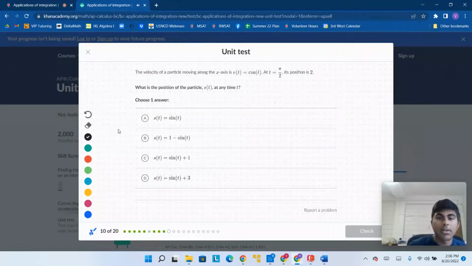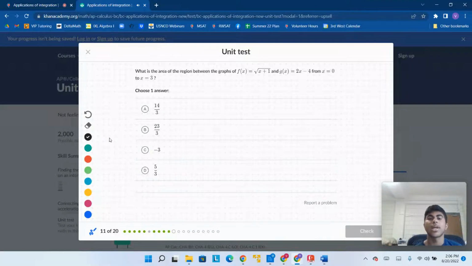The velocity of a particle is cosine of t, and at t equals pi over 2, the position is 2. So I'm going to find the position function, which is going to be sine of t, and then at pi over 2, sine of t is 1. So I have to add another 1 for the constant. The position of the particle, s of t, or I wrote x of t, is going to be sine t plus 1. That's it. And we can keep going.